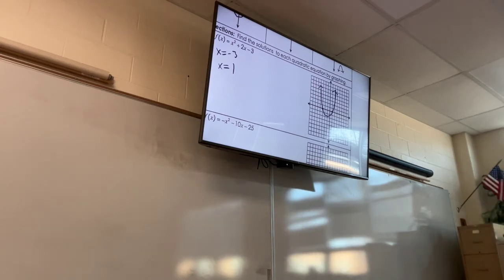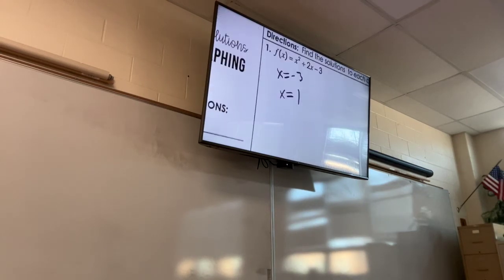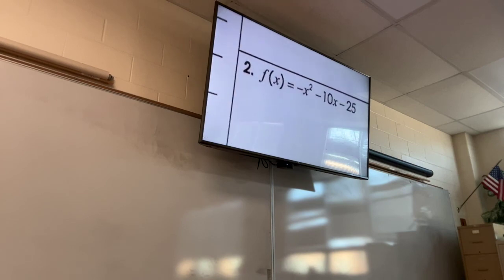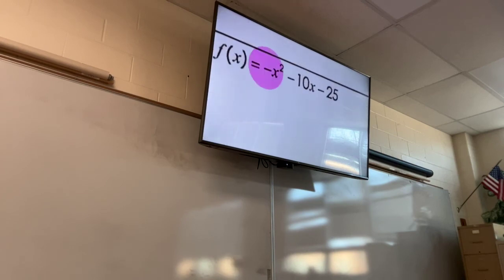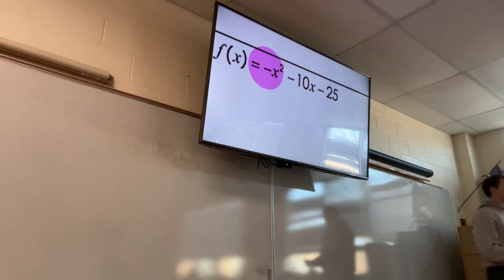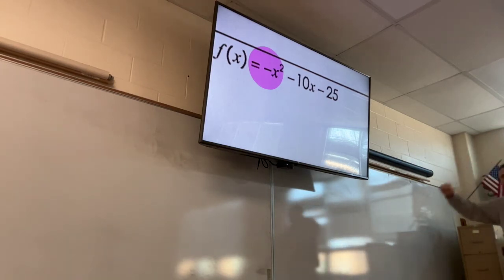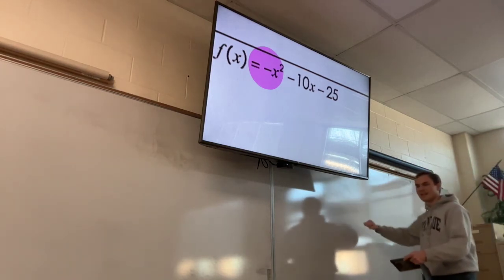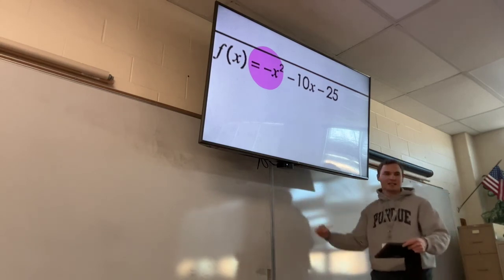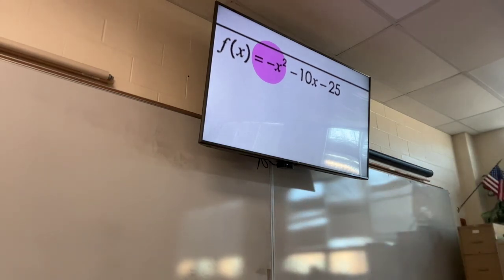So you know whether a parabola is upside down or right side up based on the lead coefficient. The lead coefficient is the number next to x squared. If the lead coefficient is negative, your parabola is going to be an upside down U. If it's positive, it's going to be a right side up U. So not too bad.